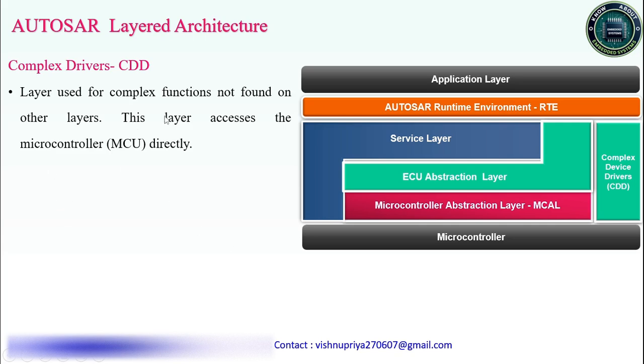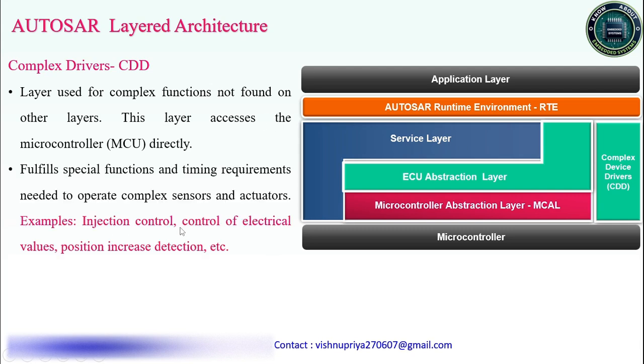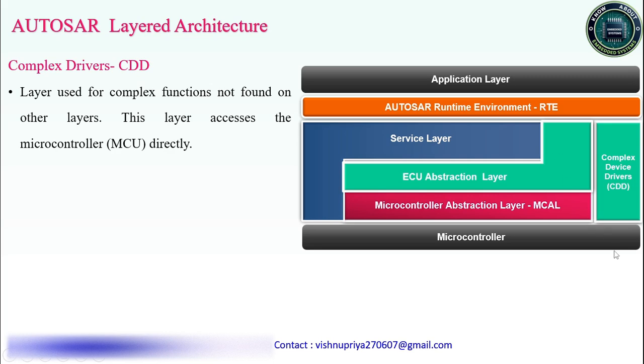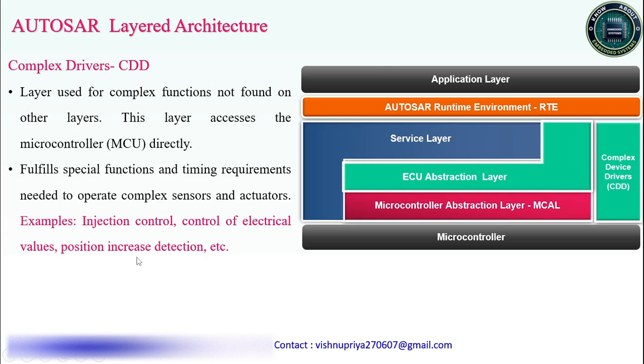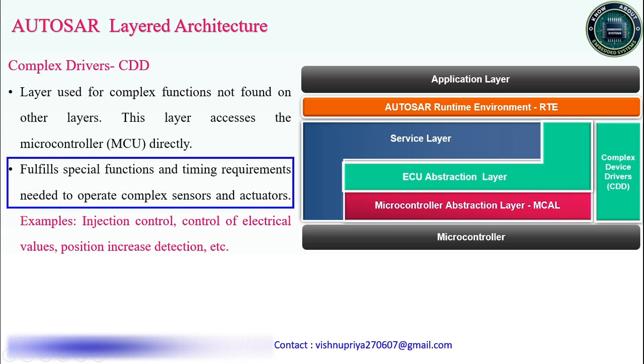This layer is used for complex functionalities which are not found in your basic software. This layer is used for complex functionality which is not defined under Autosar. Next point, it fulfills special functions. It fulfills special functions which have time requirements and need to be operated in very little time, with very precise information from the sensors and actuators.